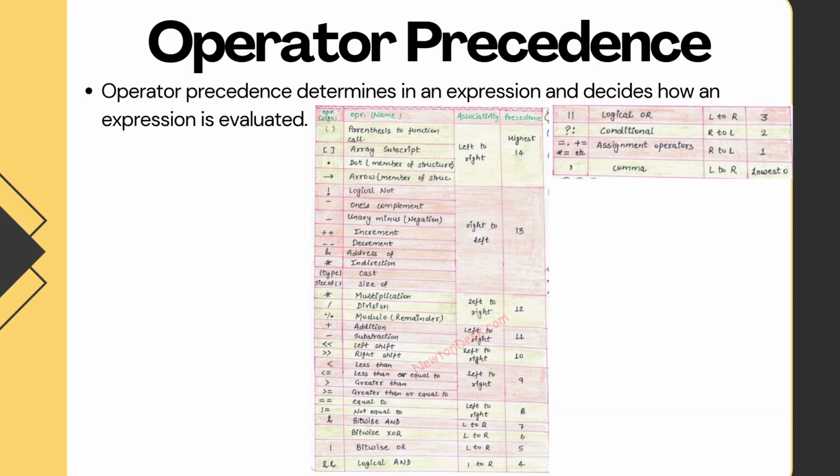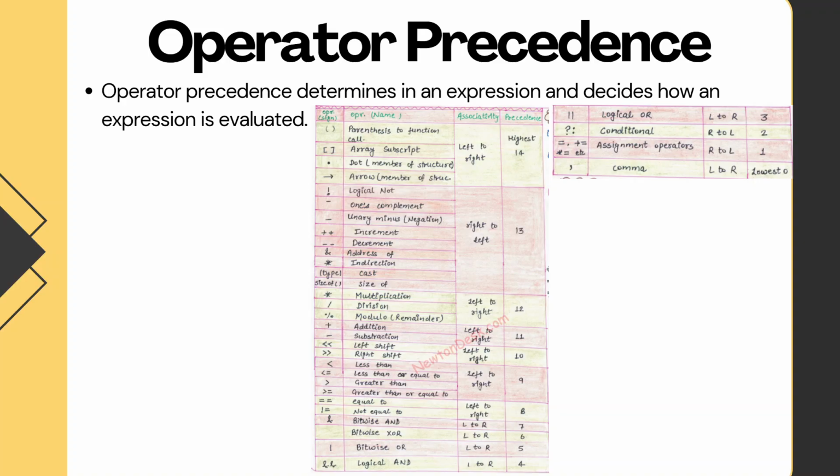Operator precedence. Operator precedence determines how an expression is evaluated. The precedence is followed from highest to lowest, and the associativity varies. First are parenthesis, function call, array subscript, dot, and arrow. These are all left to right. Logical not, ones complement, unary minus, increment, decrement, address of, indirection, cast, sizeof: right to left.